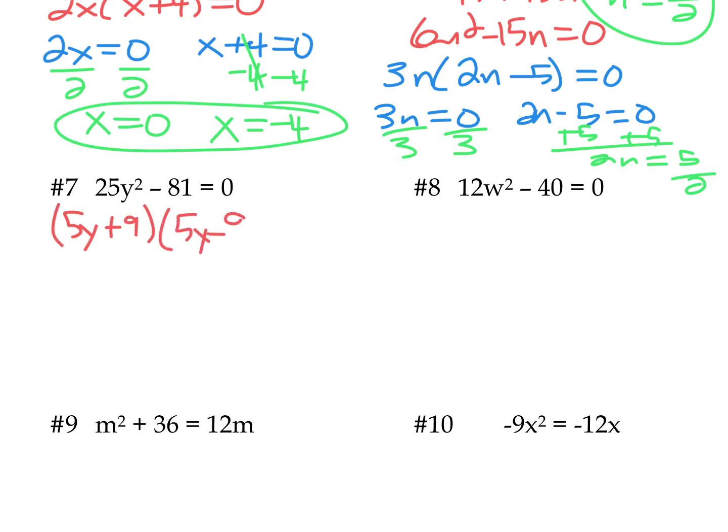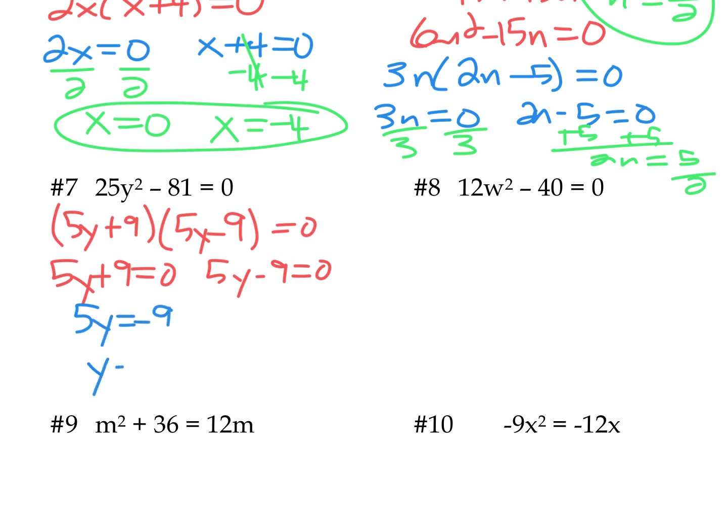It is a difference of squares equals 0. So I can take each of those factors, 5y plus 9 equals 0 and 5y minus 9 equals 0, and solve each of those to get my solutions for this equation. So I'm going to subtract 9 on both sides, and then I'm going to divide by 5. 9 over 5, negative 9 over 5.